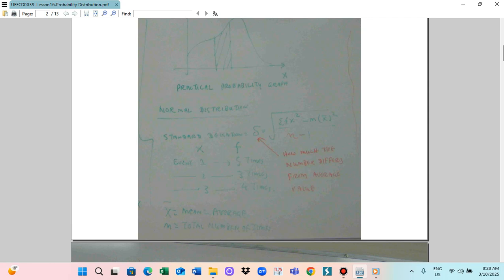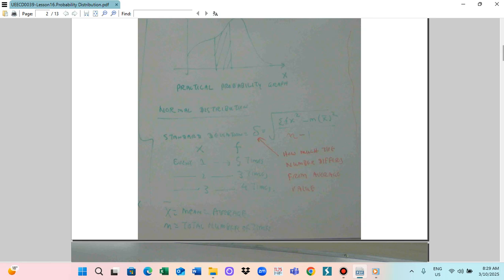Those events are represented by the age, and the number of times is represented by the frequency. Multiply the frequency with the age, and then you add all together, so you get the summation. And you can also find the mean. X bar means the mean, the average value. Okay, x bar is the mean or average value, and it is divided by the total number of times.